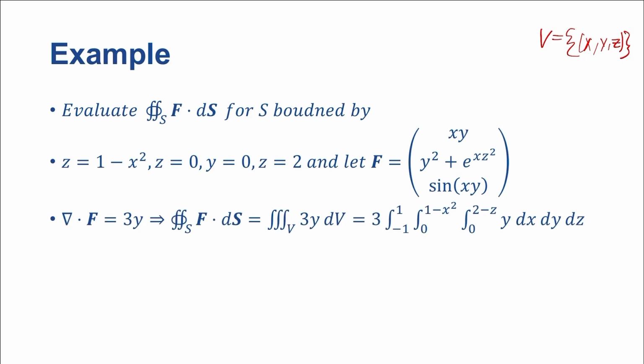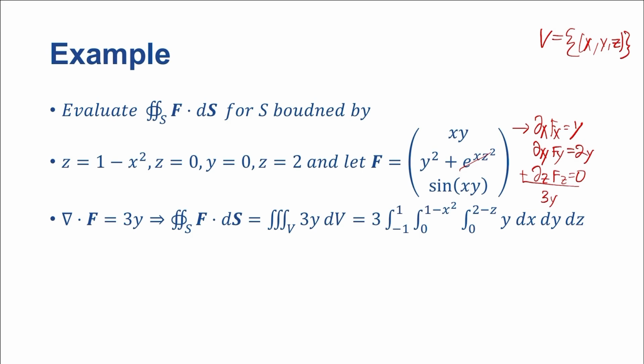Okay, so what we're going to do first is find the divergence of F. So we find the partial derivative of the x component, so dx of Fx is equal to y. Then dy of Fy, the e term goes to 0, is equal to 2y. And then dz of Fz is equal to 0, because sine of xy doesn't depend on z. So if we add all of these up, we get 3y. So the divergence is 3y.